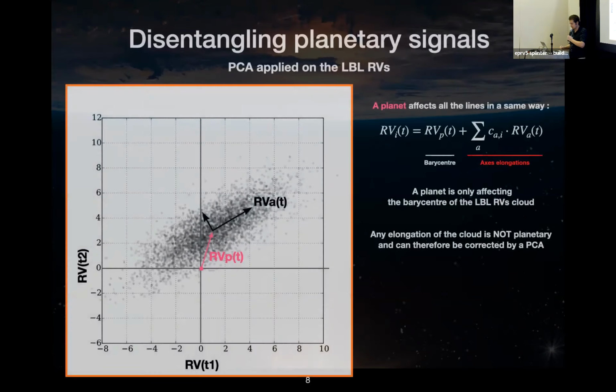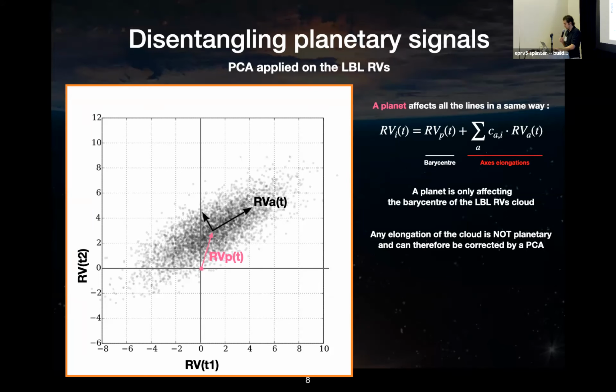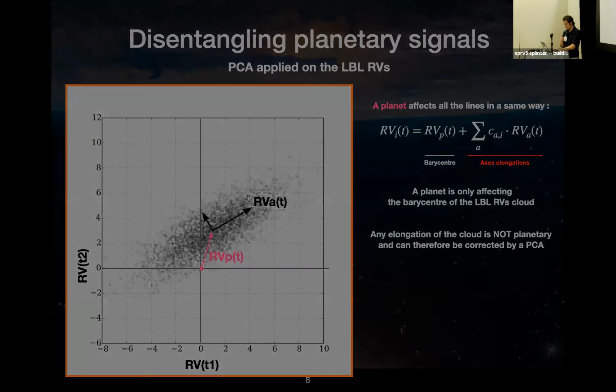Again, I really like PCA. And here, that's the idea. When you perform a PCA, the planetary signal, which is the barycenter of the cloud, is not sensitive to planetary signal. So your PCA will only recover the instrumental systematics, which are simply the elongation of the axis that you see. So that's a good point, because with your PCA, you won't be affected by the planetary signal.